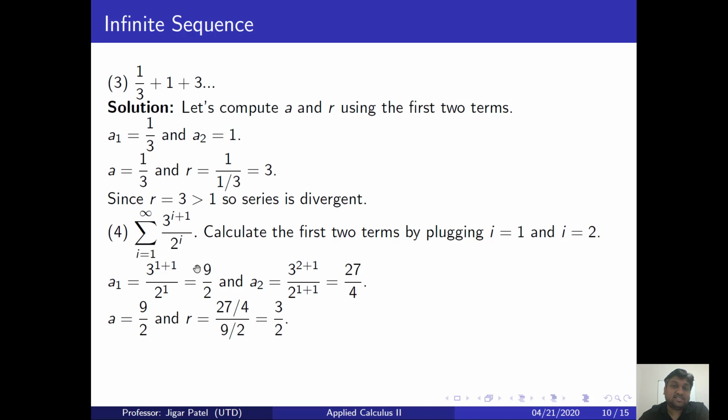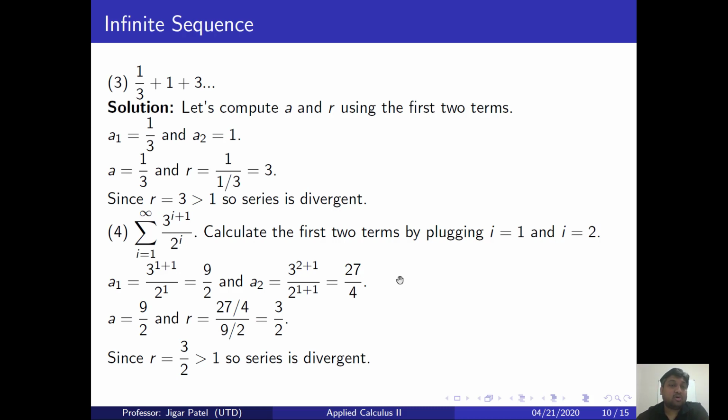So I got the first and second term. I can write down A now. A is the first term itself. The common ratio is the second term divided by the first term. So 27 by 4 divided by 9 by 2. If you simplify those entries, you get 3 by 2. 3 by 2 is bigger than 1, yeah? So that means the series is divergent, and that is the end of the story. You add infinitely many terms, the result is infinity.